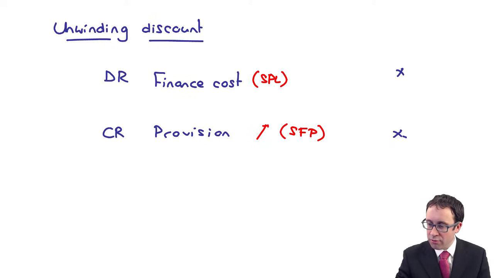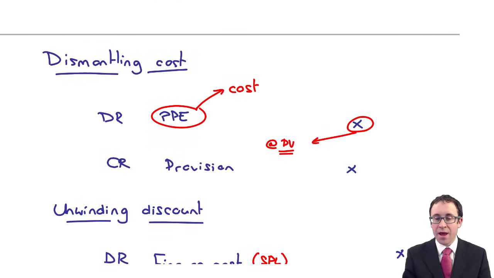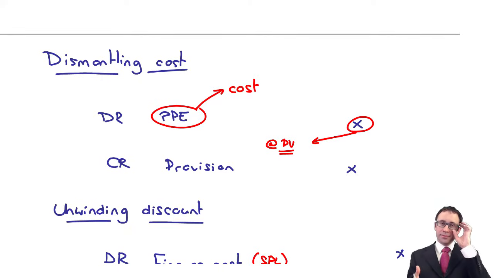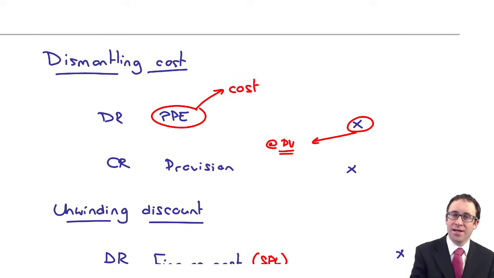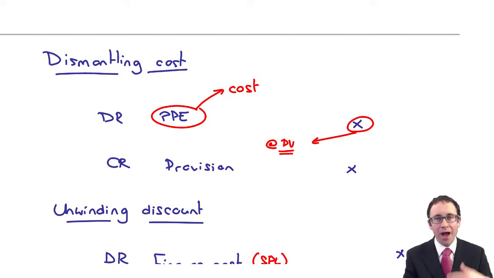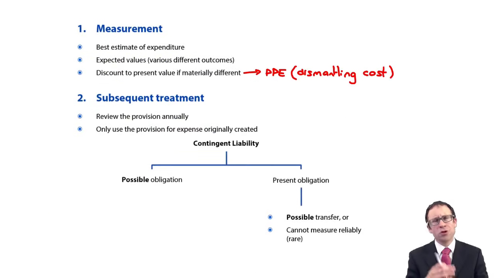When you've initially gone through there and recorded the debit to PPE, that's capitalized and then depreciated, and then you don't touch the PPE at all with anything else to do with that provision. Okay, you leave it as it is. Okay, and then in subsequent years you will unwind that discount. Okay, there we go. So just be aware of that.